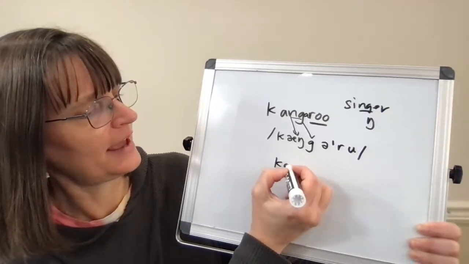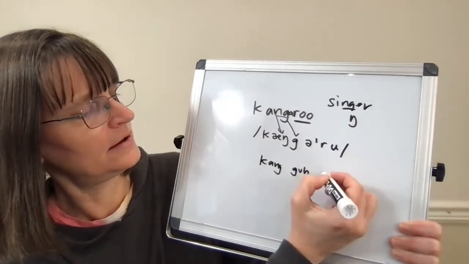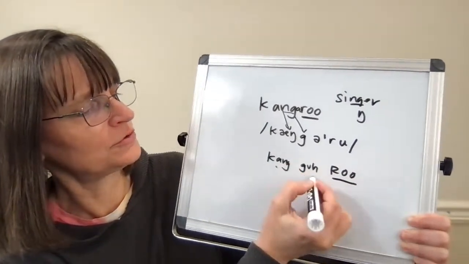So that would look like kang, ga, roo. Short, short, long. Kangaroo.